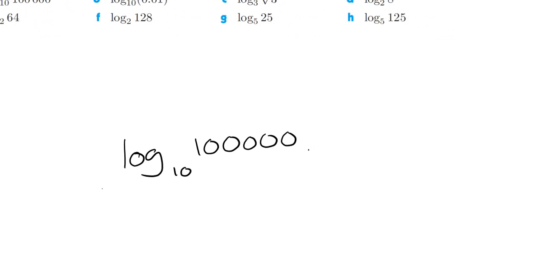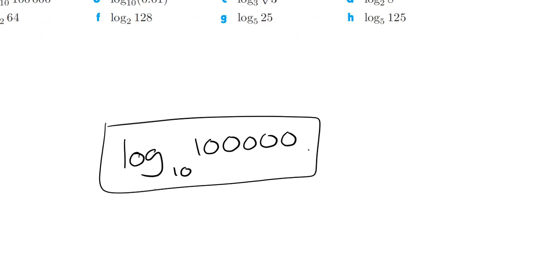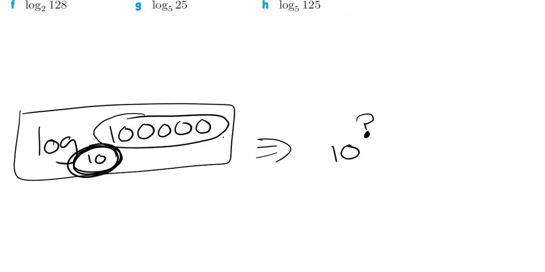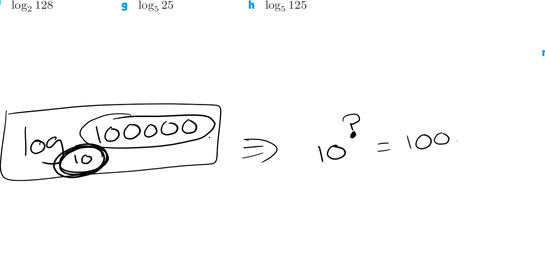Now, I want you to think of it and read it. I think this says to me, what is it that I need to raise 10 by in order to get 100,000? So I want you to think about that expression. What is it I need to raise a 10 by in order to get 100,000? So perhaps I'm thinking of an equivalent expression, really. I'm saying 10 to the power of what, and I shouldn't really use question marks in math, but you get the idea, gives me the answer of 100,000.